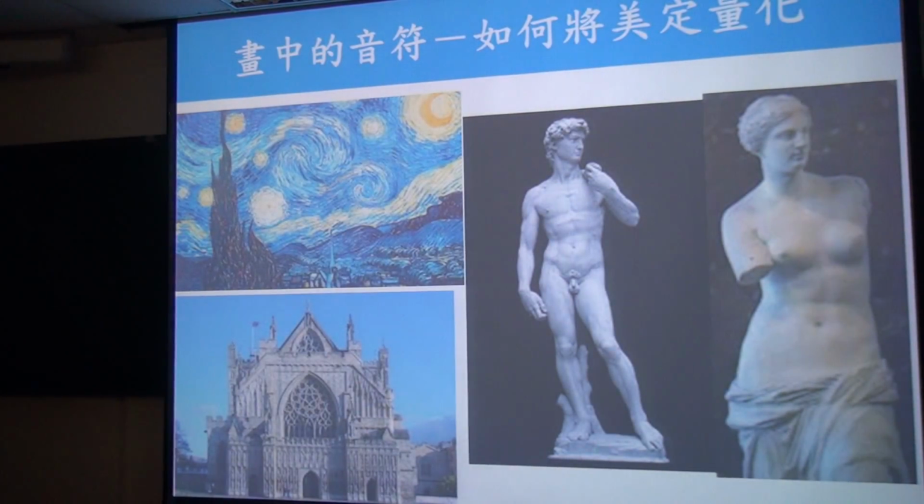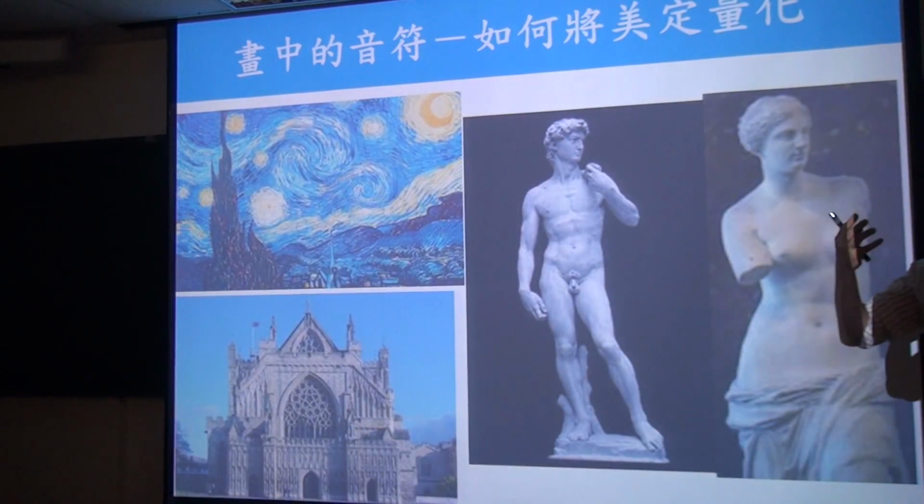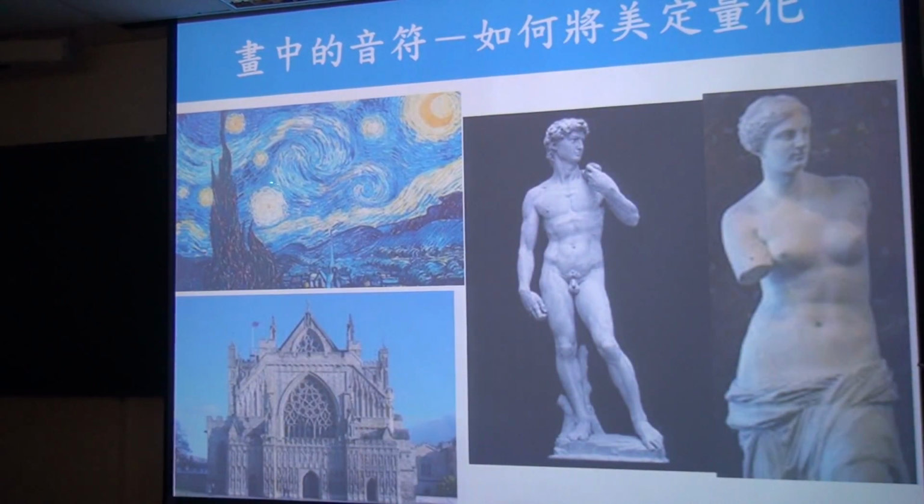So this is what we try to do. We try to find the music note in beauty. How to quantitatively describe beauty? So you have painting, you have architecture, you have sculpture. They are present to look at, so it's just like music notes. If music notes obey Zipf's law, do they also obey Zipf's law?